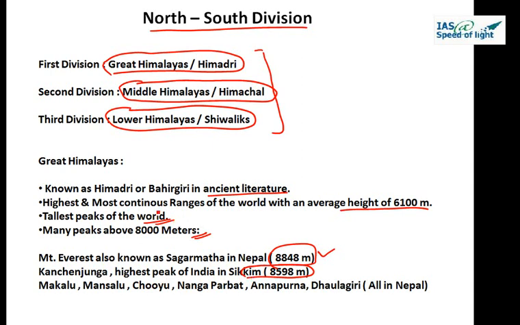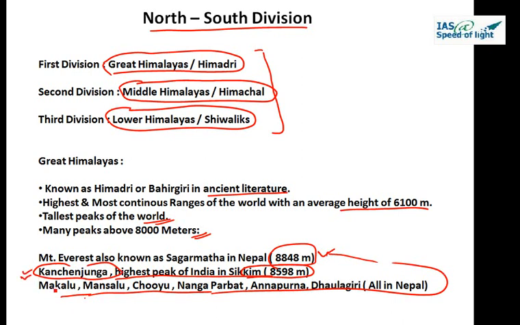Kanchenjunga, this is the second highest peak of the world and the highest peak which is there in the Indian boundary. Okay, this is not the second highest. This is the highest peak of India, which is in Sikkim, Kanchenjunga. Then we have Makalu, Manaslu, Cho Oyu, Nanga Parbat, Annapurna, Dhaulagiri, all in Nepal. So one important peak, Kanchenjunga, you have to remember, which is in India.